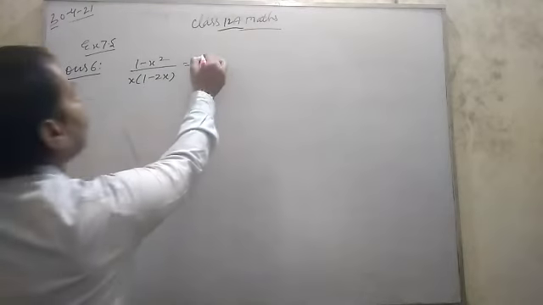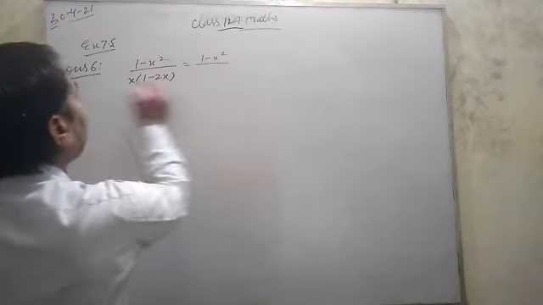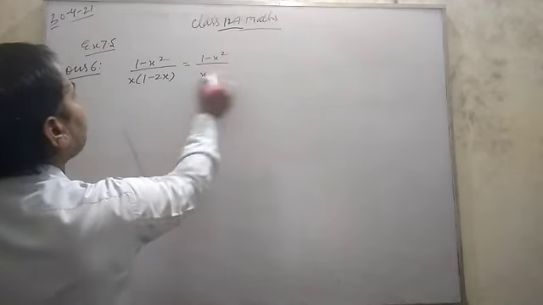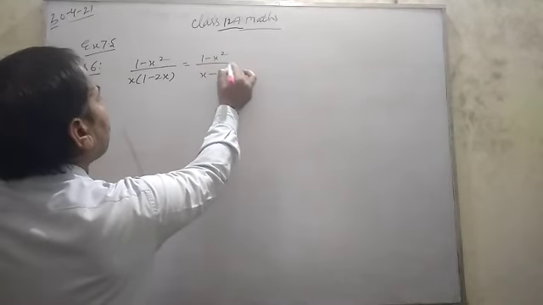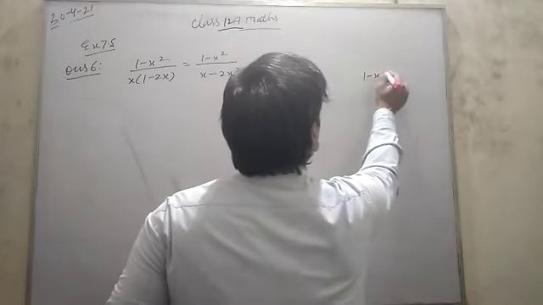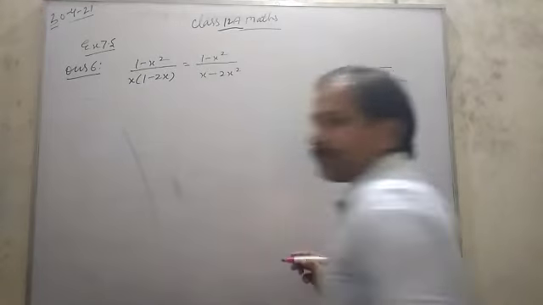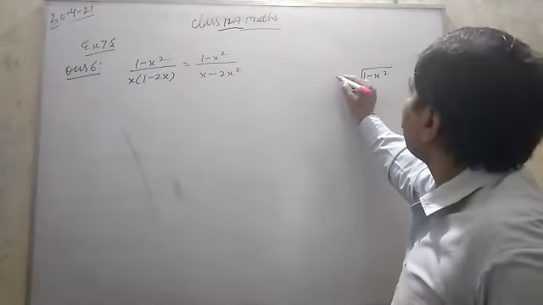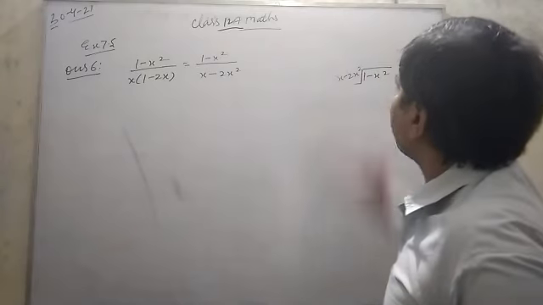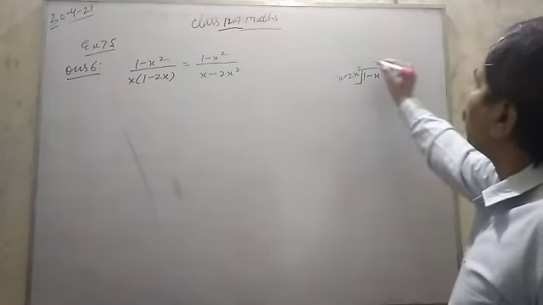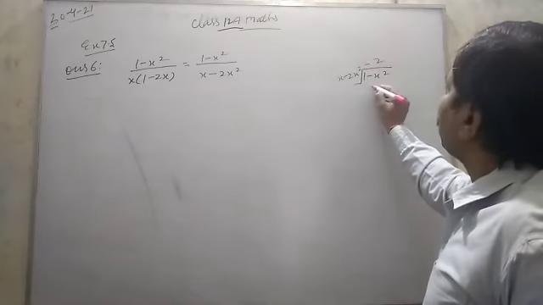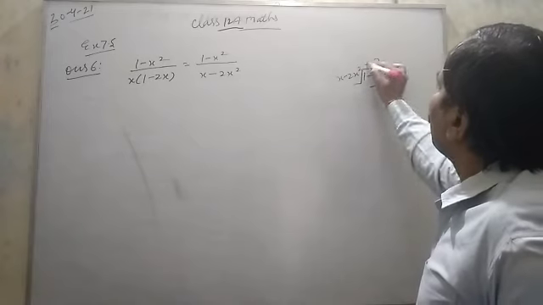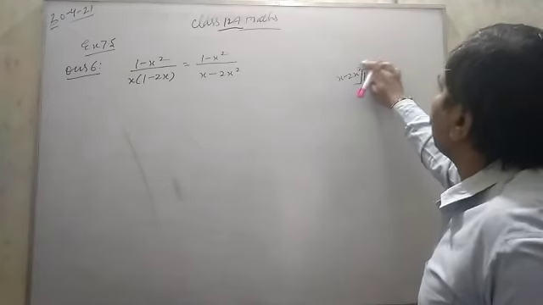So first, multiply in the denominator: x minus 2x square. So now you divide 1 minus x square by x minus 2x square. Okay. So here minus 2 multiplied, so by 2 only.